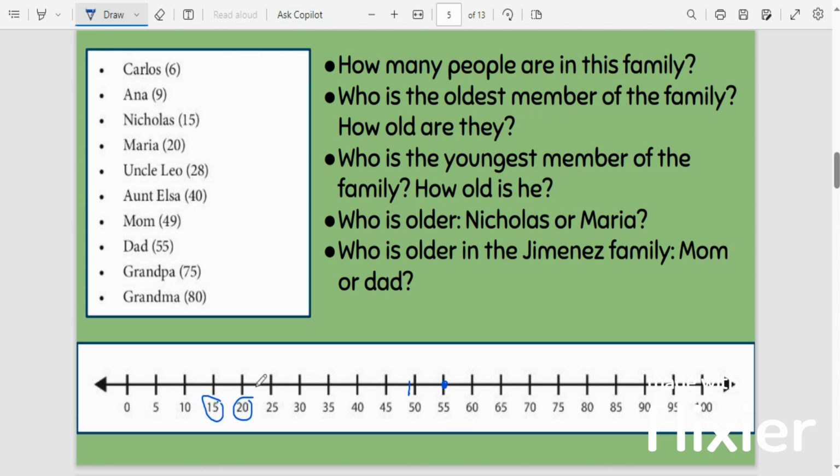Now this open number line did count by fives for us, but I was still able to place numbers that did not land by fives on my number line, like mom's age, which was 49.